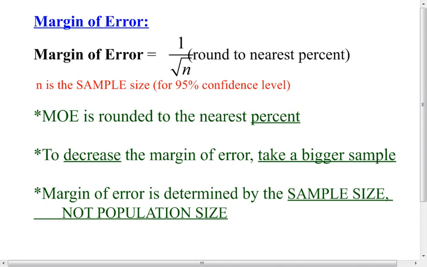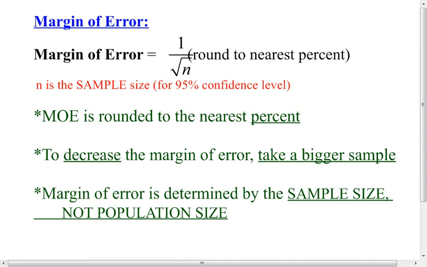All right, but there is always error, and we refer to that error as margin of error. And we use the formula 1 over the square root of n. N is the sample size, meaning if you sampled 5,000 people in your study, then n would be 5,000. If you sampled 500 people in your survey, 500 would be your n. Okay?